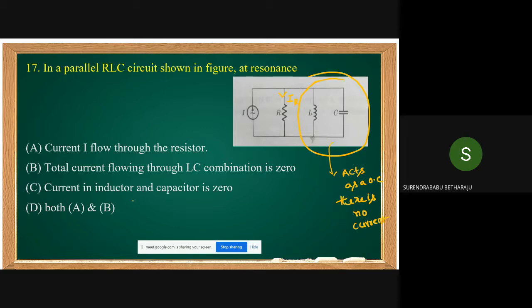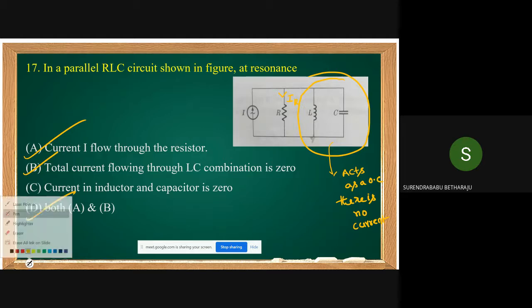Then which option is correct? Current I flows through the resistor, so A is correct. Total current flowing through the LC combination, wrong. Current in inductor and capacitor is 0, so C is also correct. The total current flowing through the LC combination is 0. That is correct. Then both A and B are correct. The sum of the currents flowing through the L and C combination is 0. That is the meaning. For this proof also, students, please go through the concept.